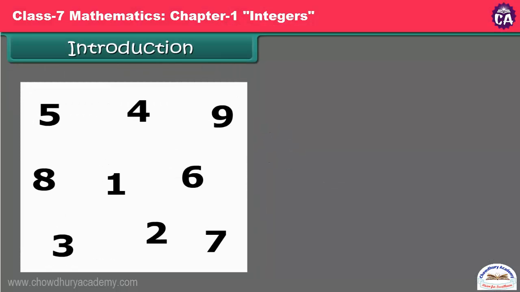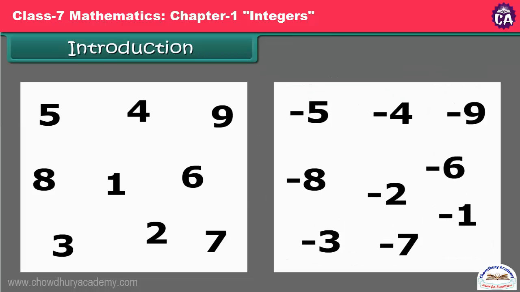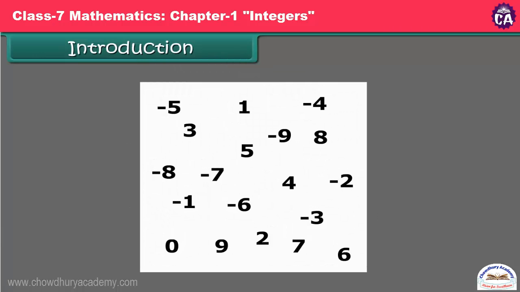Students, look at these numbers. These are the whole numbers. Now look at these numbers. These are the negative numbers. But what do we call a bigger collection of numbers which contains whole numbers and negative numbers? Those numbers are called integers. Come, let's learn more about integers.